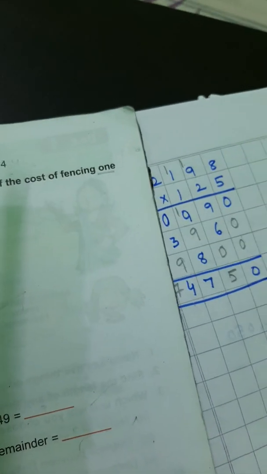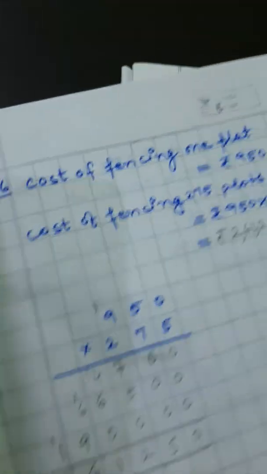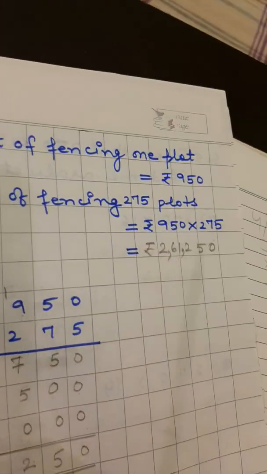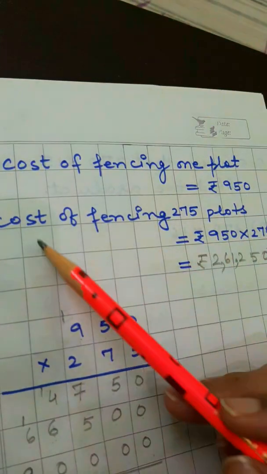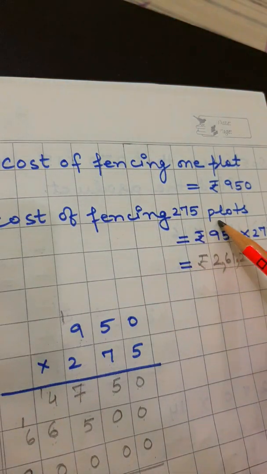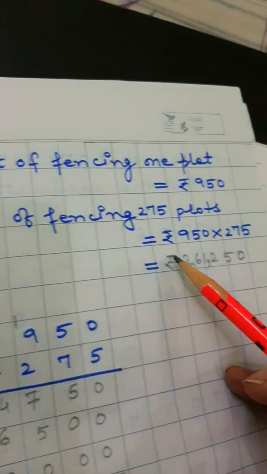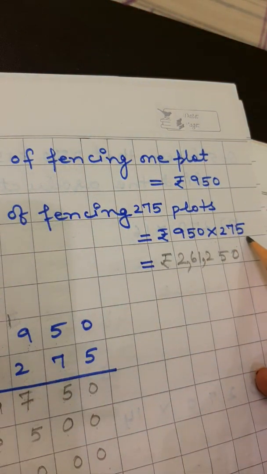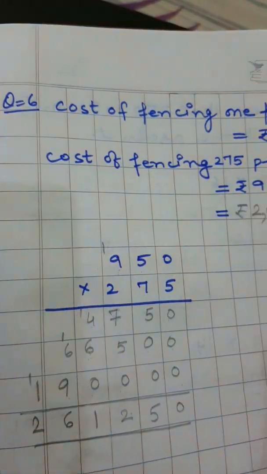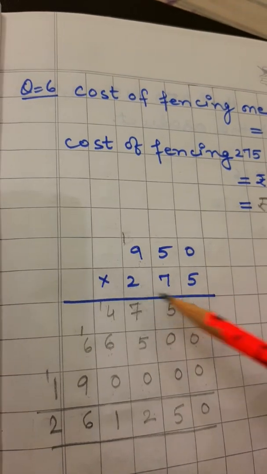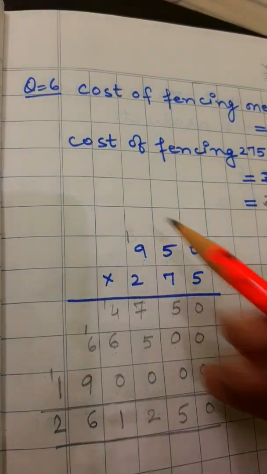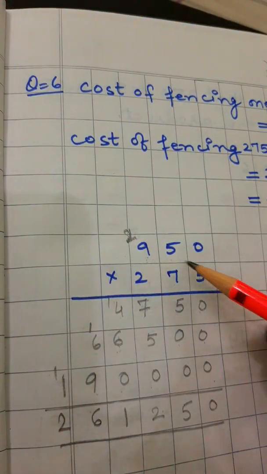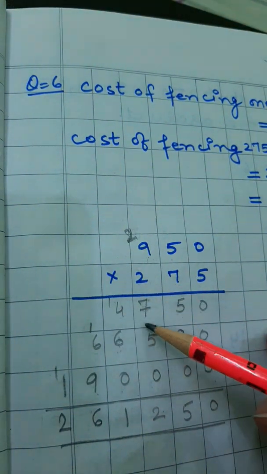So write the statements for it. Cost of fencing one plot is equal to rupees 950. Cost of fencing 275 plots is equal to 950 multiplied by 275. Now multiply it here. Write it in this format, and then 5 zeros are 0, 5 5s are 25, 2 carry, 5 9s are 45 plus 2 is 47.